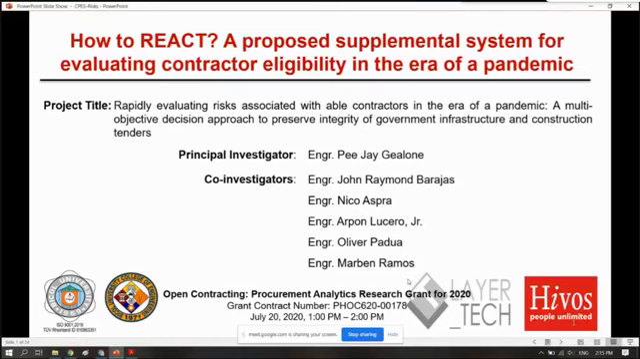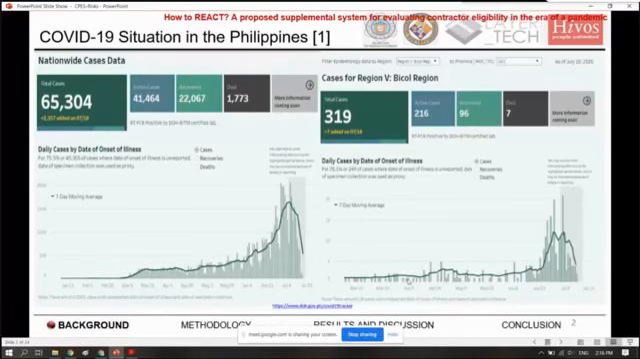And I am the team that composed that had taken this endeavor. With me is Engineer Barajas, Engineer Aspra, Engineer Lucero, Engineer Padua, and Engineer Ramos, all from Bicol University. So let me proceed with my presentation. So as all of us know, we are now at the center of a pandemic. So currently, we have 65,304 cases as of July 18. And in the context of Bicol region, we are now at 319 cases as of July 18.